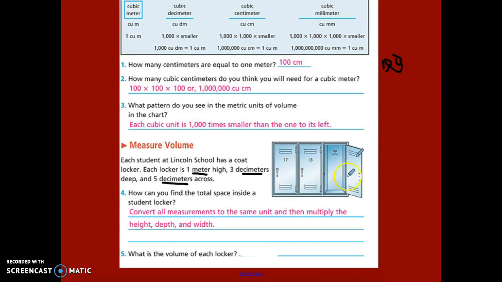So again, if I have my 1, I'm going to go 1 step, add a spot for my 0. It's 10. So there's 10 decimeters high by 3 decimeters deep by 5 decimeters. So 10 times 3 times 5. 10 times 3 is 30. And then we have to do 30 times 5, which would be 150 cubic decimeters, right? Because it's the volume. So instead of saying square, we're going to say cubic decimeters.